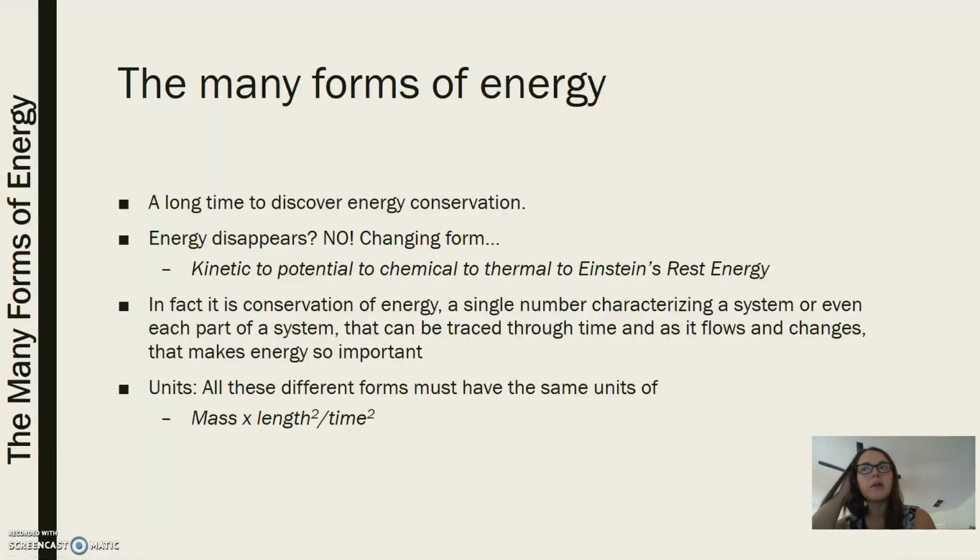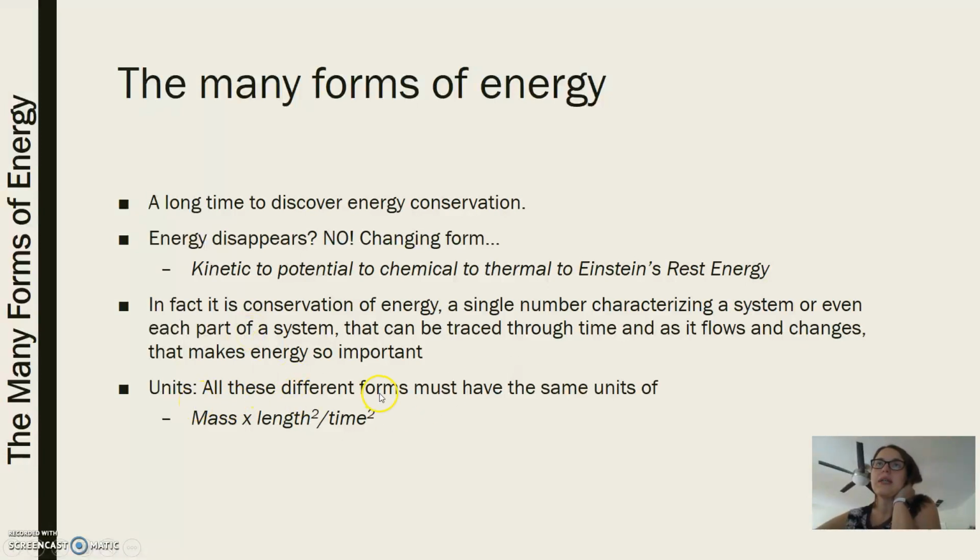There are lots of forms of energy, and it took a really long time to get at this idea of conservation of energy: that energy really isn't disappearing, it's just changing form. So going from kinetic to potential to chemical to thermal to what most people think of as energy, but don't really know what it is, Einstein's rest energy. And this idea of conservation of energy, that a single number characterizing a system or a part of a system could be traced through time as it flows and changes, is one of the most important ideas in physics especially.